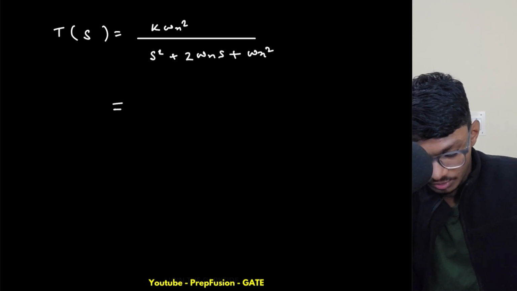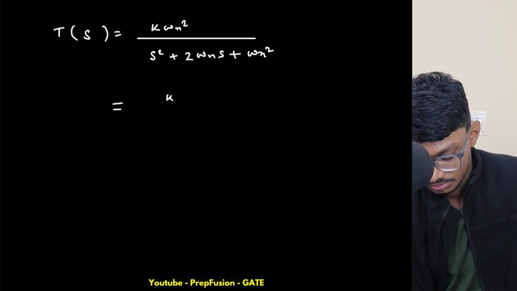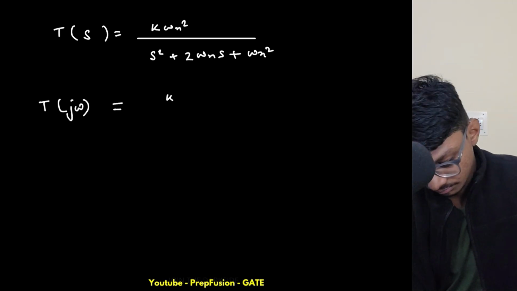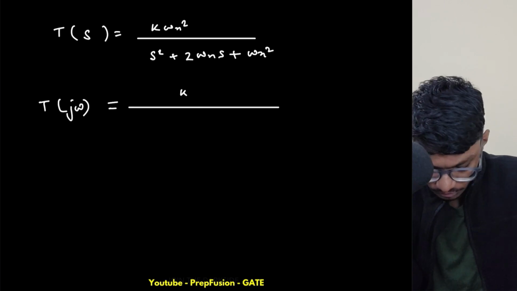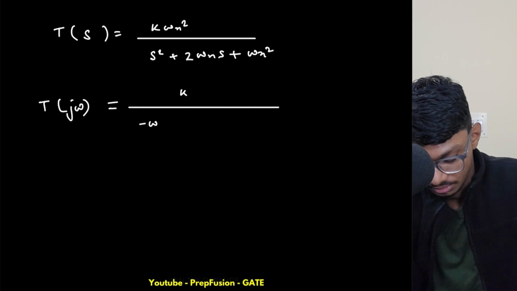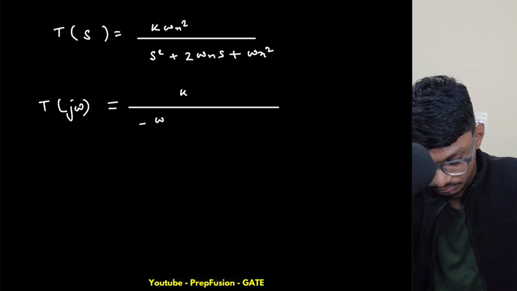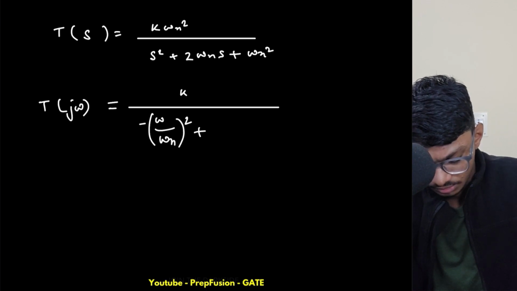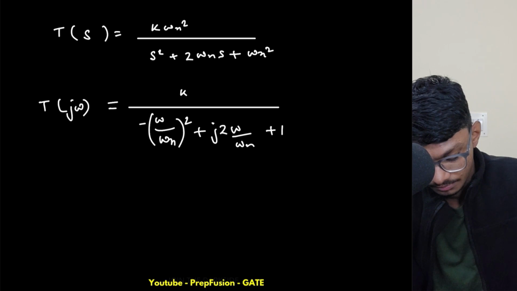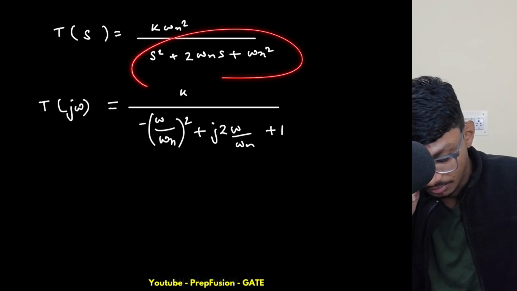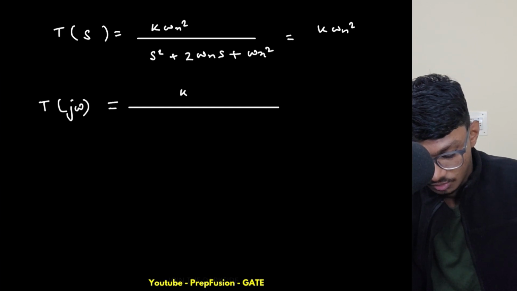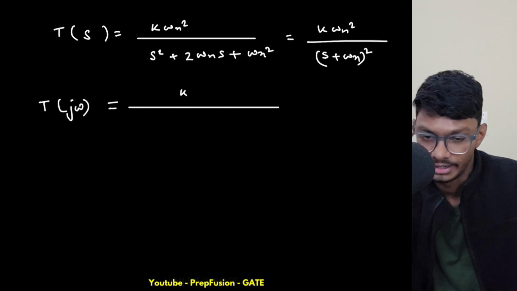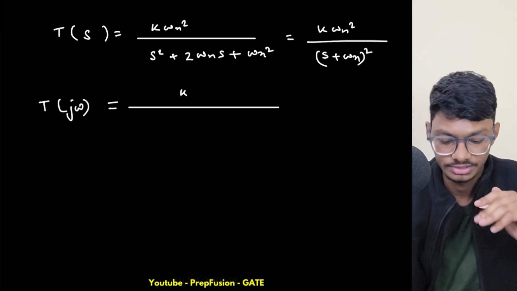So now if you divide it, what will this become? T of j omega equals K divided by minus omega square by omega n square plus 2 j omega by omega n plus 1. Or what you can do is directly write here, because this is s plus omega n whole square, so you don't need to do this. You can write directly that this is K omega n square by s plus omega n whole square. So obviously I have two repeated poles at omega n. Directly I can see two repeated poles at omega n.